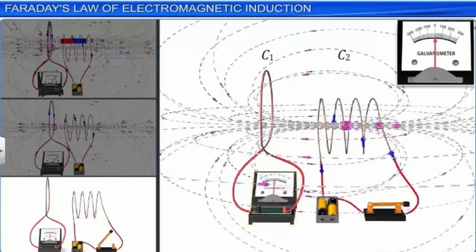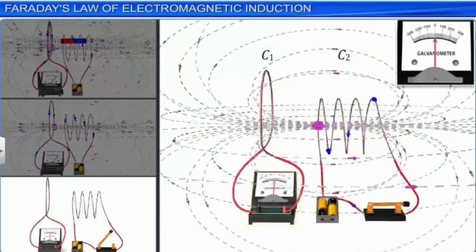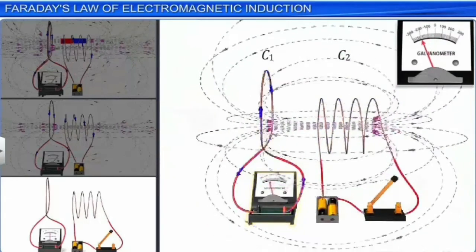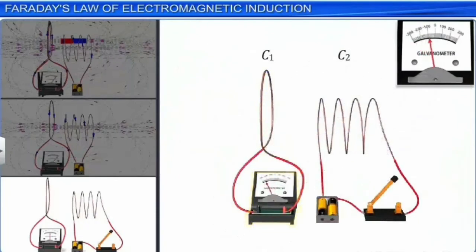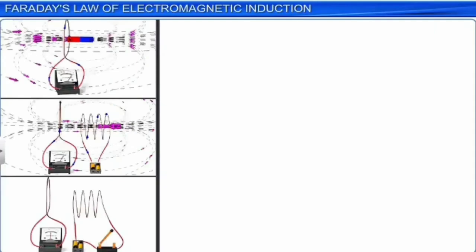So it is a point to be noted that when there is no relative motion, as we said in the previous experiments, there is no change in magnetic flux linked with coil C1 and there is no induced current. Here also, when the tap key is kept in pressed state, there is no change in magnetic flux linked with coil C1. Even if there is a magnetic flux, there is no change in magnetic flux linked with C1. That is why there is no current.